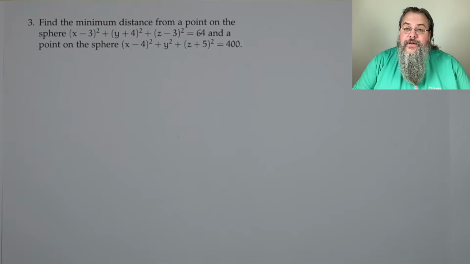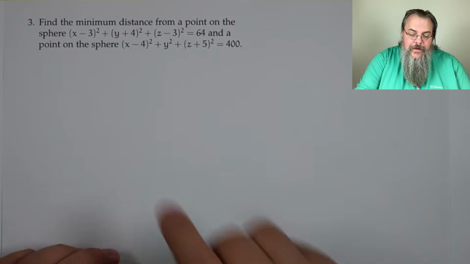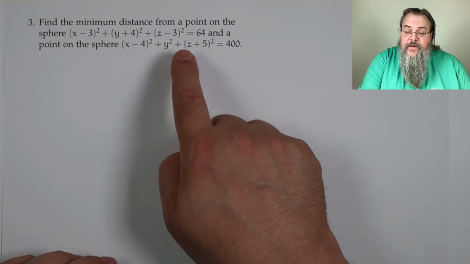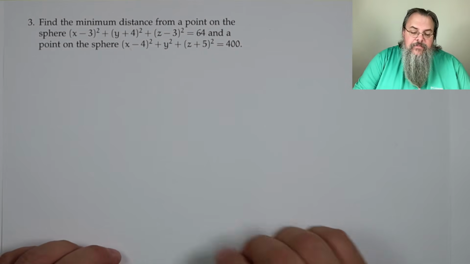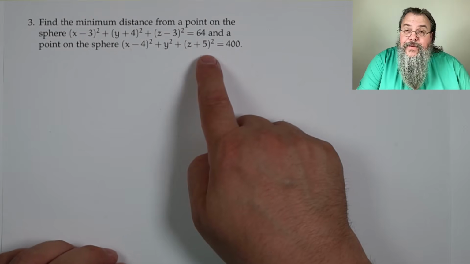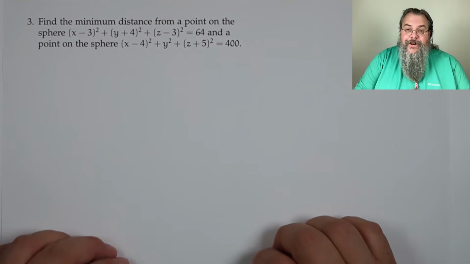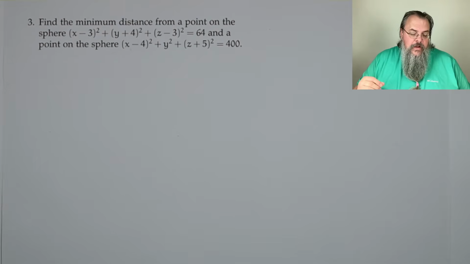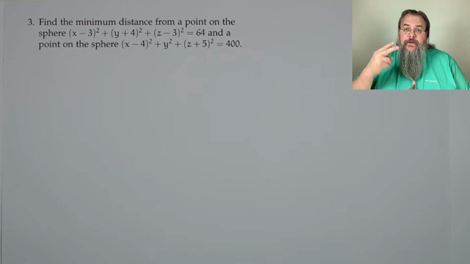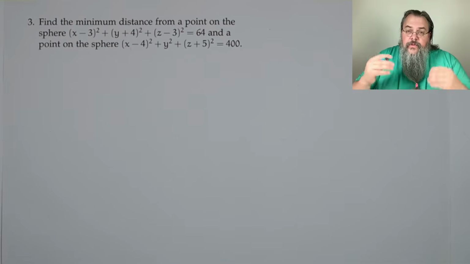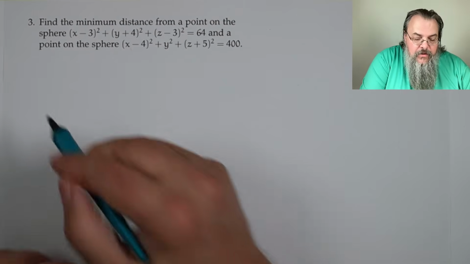Find the minimum distance from a point on the sphere (x minus 3) squared plus (y plus 4) squared plus (z minus 3) squared equals 64, and a point on the sphere (x minus 4) squared plus y squared plus (z plus 5) squared equals 400. All right, so let's first think about these spheres, and let's do them both individually. Remember, spheres have two important things: centers and radiuses. So let's talk about those two aspects for each one of these spheres.